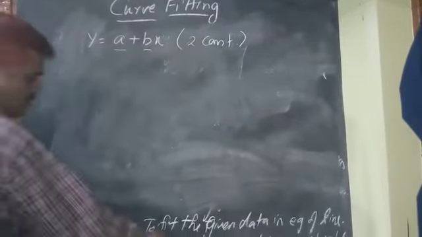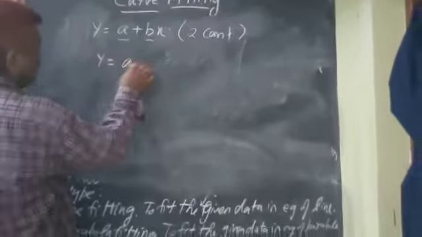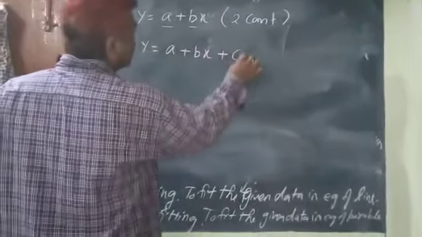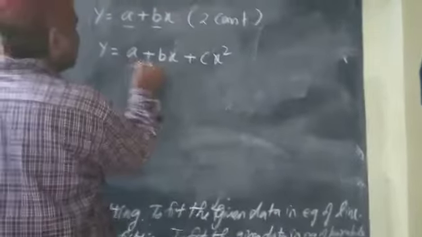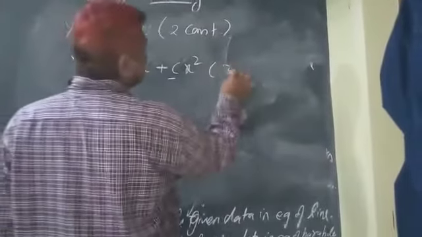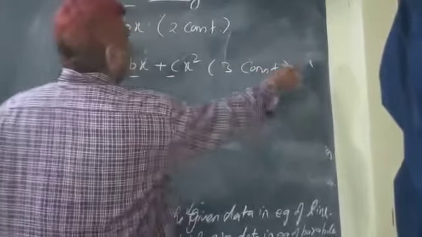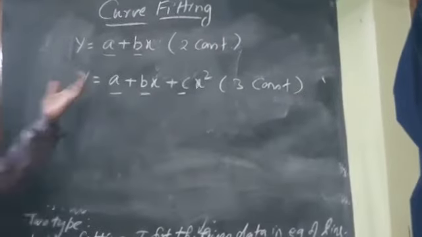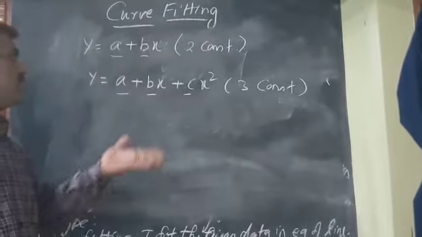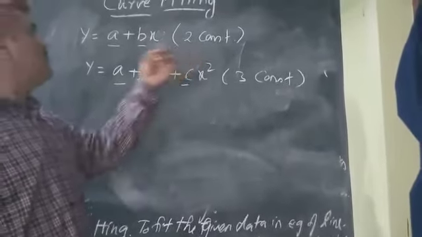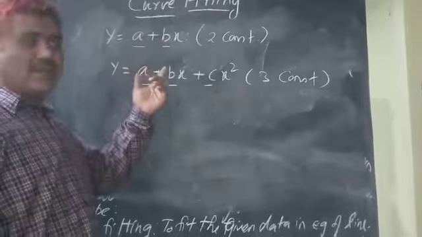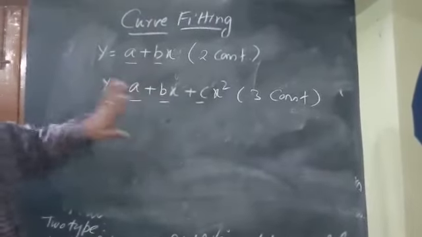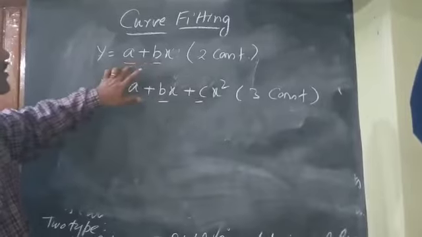The second condition is to fit the given data in a parabola. The equation of a parabola is y equals a plus bx plus cx square. In this equation there are three constants, a, b and c. In the line equation we have to find two constants, and in the parabola equation three constants. If we find the values of the constants, then these equations can be generated. So the main aim is to find the values of these constants.